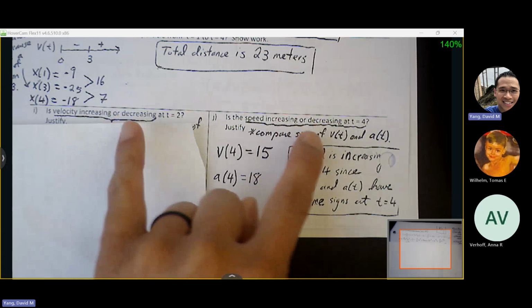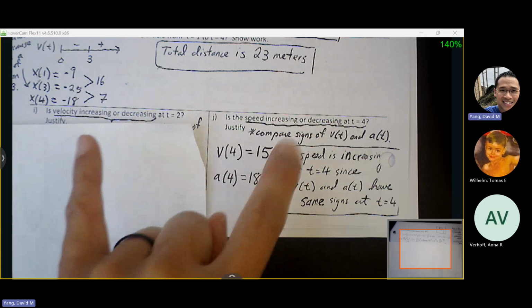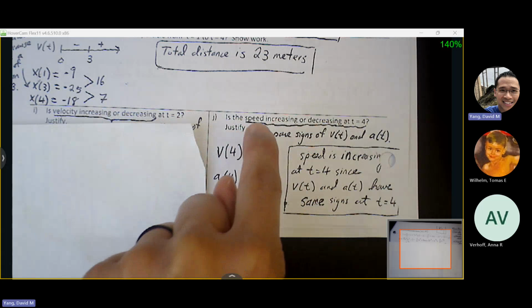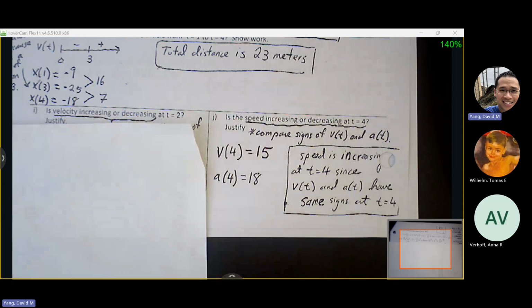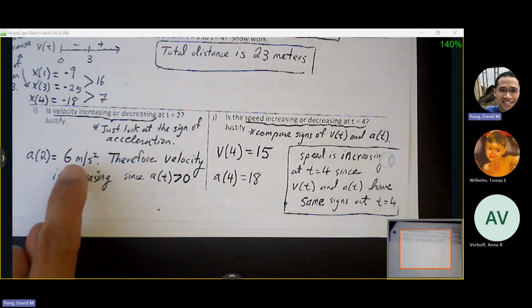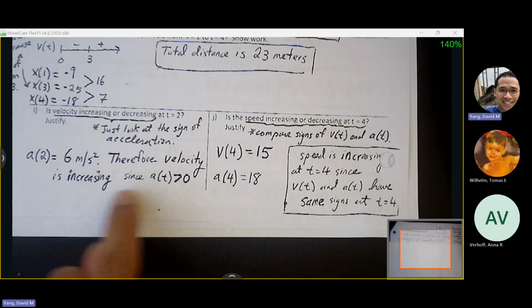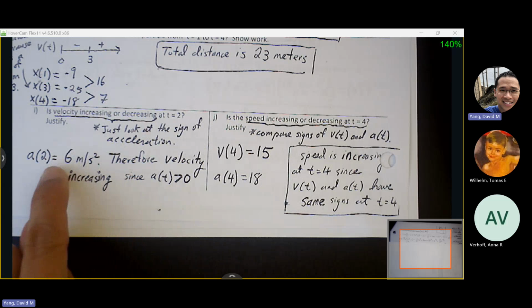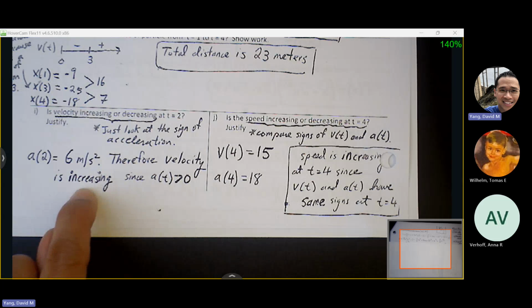The tendency is sometimes students want to compare signs here as well because the wording is so similar, but there's a distinction between speed increasing versus velocity increasing. So since acceleration is a positive 6, velocity is therefore increasing. Acceleration is the slope of velocity. So my slope is positive, so therefore my velocity is increasing.